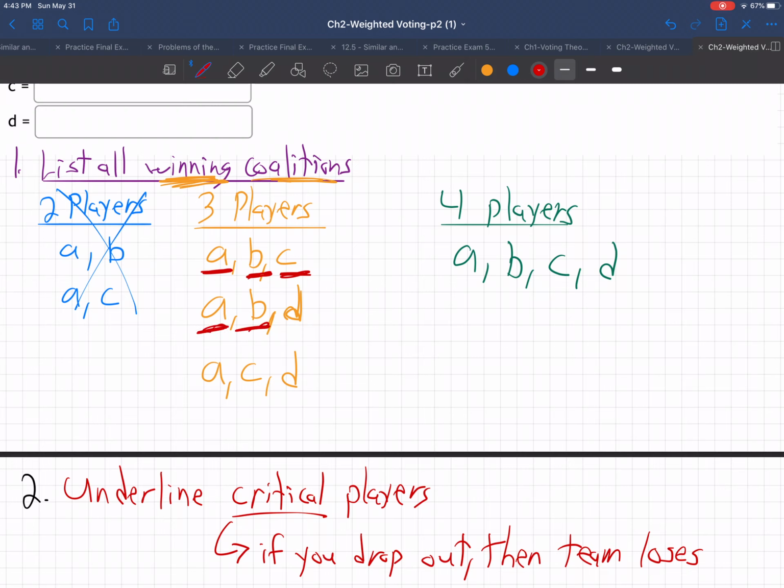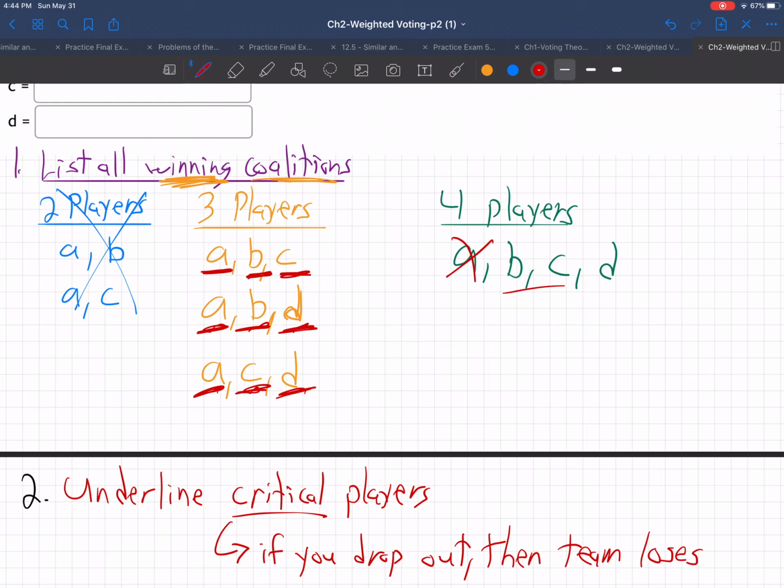Same thing here. All these are going to be underlined, aren't they? All these guys are critical on those teams. If any one of them drops out, the team loses. So those are all critical. You got to have them. Any of them drops out, the team loses. Now let's go to the 4-player team. What about here? What if A drops out of this team?